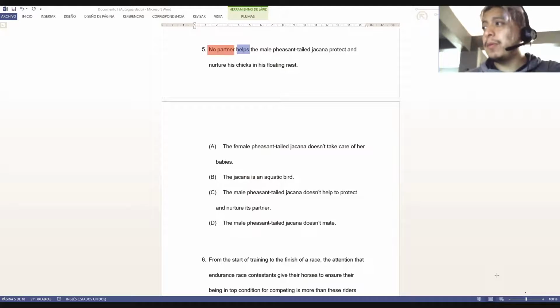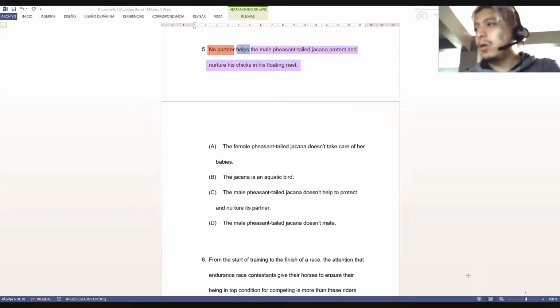This is in the simple present, so you have help with an S, no partner. This is the third person of the singular. Helps this animal to protect and nurture his chicks in the floating nest. What is the meaning of all of this? This can be a bit confusing. Okay. No partner helps, no one helps the male pheasant-tailed jacana.